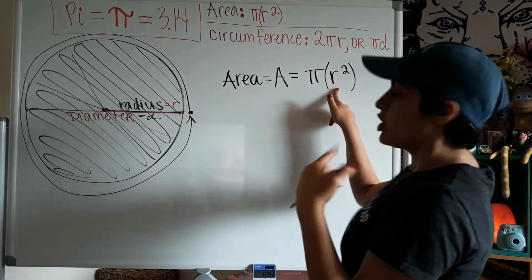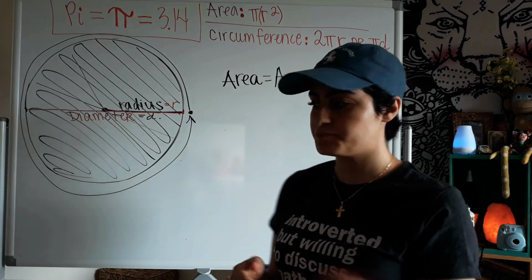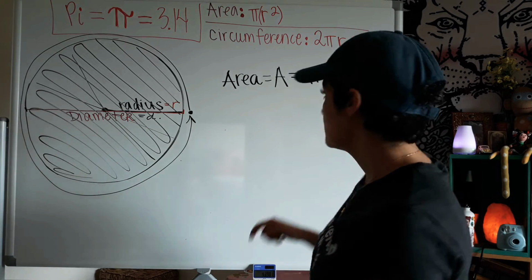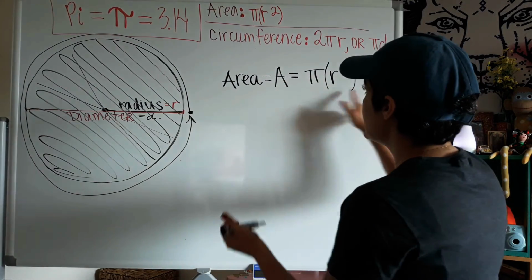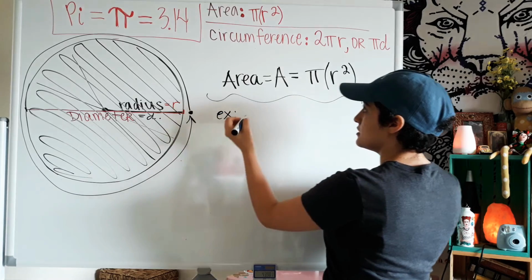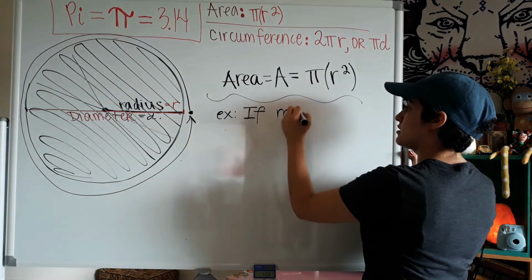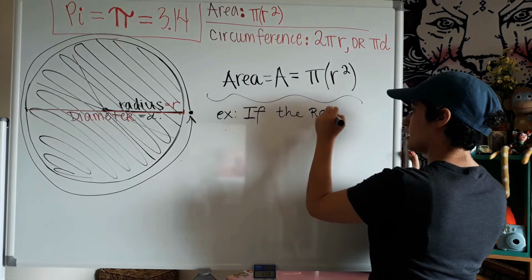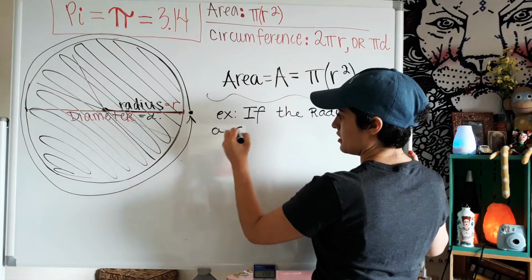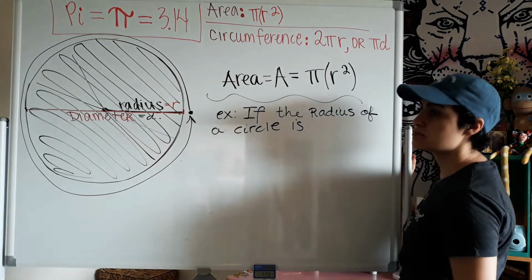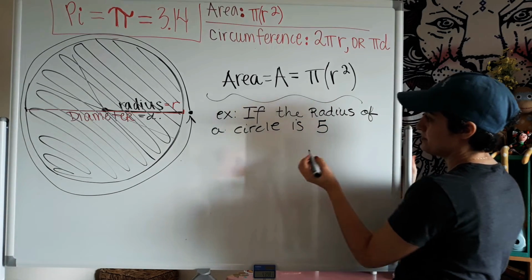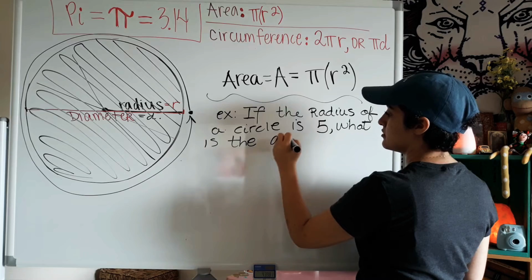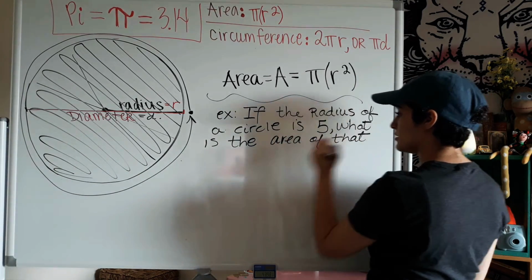Okay? So again, all you need to figure out the area of a circle is the radius. And if you're given the diameter, you can easily just divide the diameter by 2 to figure out the radius, and then go from there. So say, here's my example. If the radius of a circle is 5, what is the area of that circle?